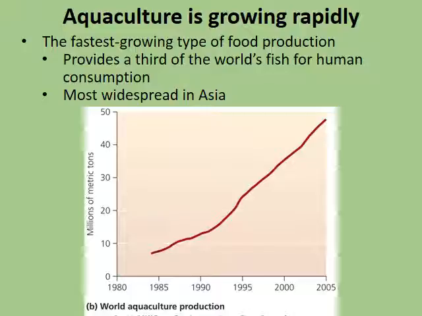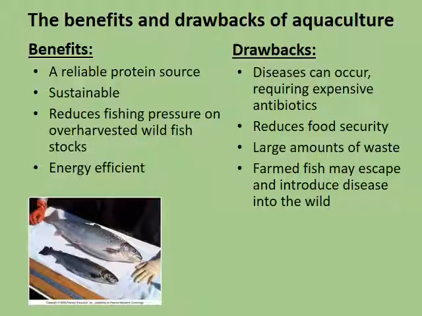It's most widespread in Asia, and it provides one third of the world's fish for human consumption. Tilapia and catfish are the number one things farmed in the US, and also salmon. It'll say farmed salmon; most of the salmon is farmed. Benefits: you have a reliable, sustainable protein source. It reduces fishing pressure on overharvested wild fish stocks. It's very energy efficient. We can genetically modify these organisms to make them grow fatter, whereas we can't do that when they're in the ocean.